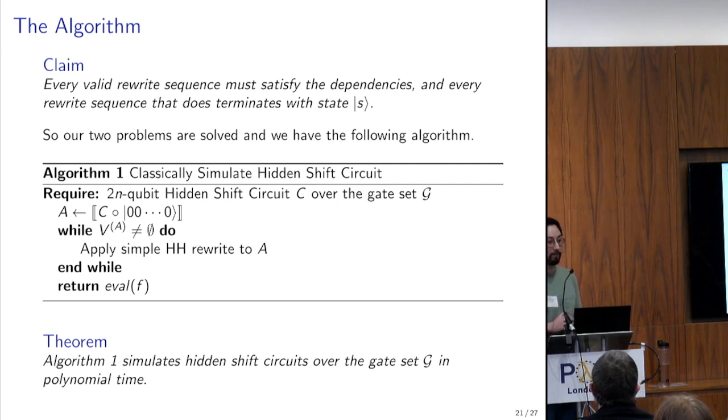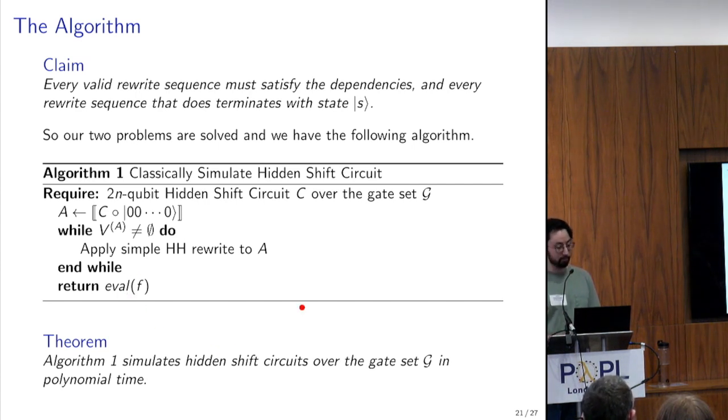and every rewrite sequence which does will terminate with the final state S, which is the result of the quantum algorithm. So then, at this point, the two problems that we raised, the number of variables and the choice of rewrites, are solved. So we can just write an algorithm which does exactly what we want, which is just to take our hidden shift circuit, turn it into a sum over paths expression in polynomial time, and apply these simple HH rewrites until we cannot anymore, at which point there are no variables, the evaluation is trivial, and we just return the result, which is the exact shift.